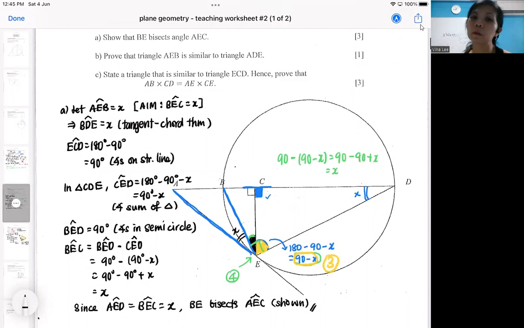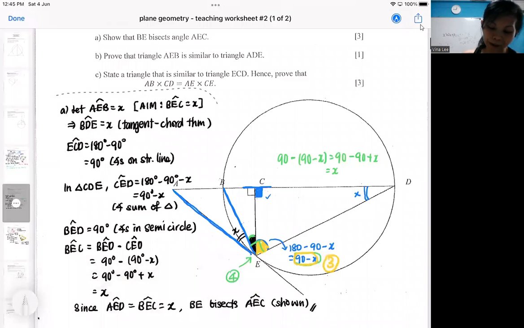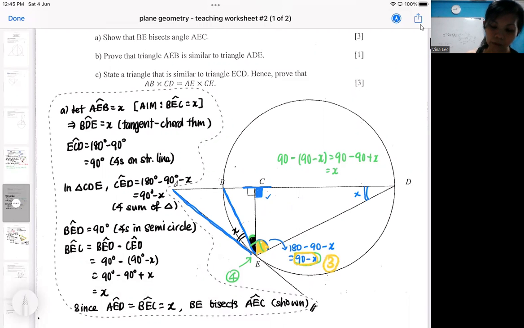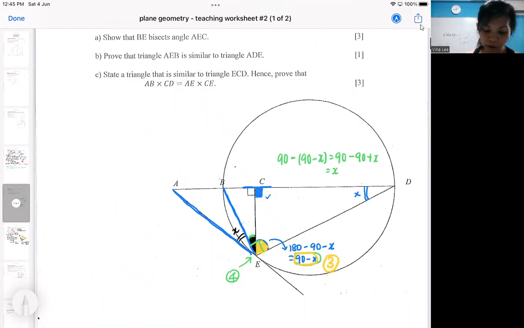So now I'm going on to part B. So I'm going to erase everything here. So when you go on to part B, whatever algebra that you will have set up in part A stays. It is not our objective to change your algebra. So whatever that you have already, you stay.